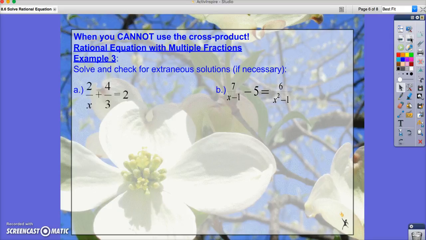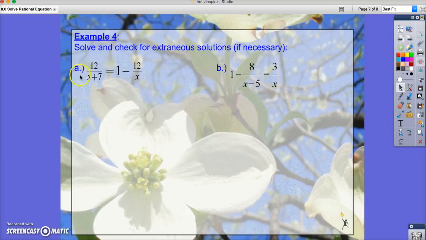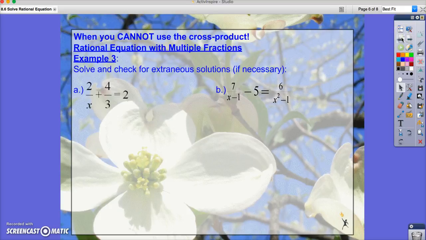Now, in part 2, we see what happens when we cannot use the cross product to solve. The reason we can't use the cross product is that there are two fractions in a number. It doesn't matter if it's a fraction number. There are two things on the left and one on the right, or one on the left and two on the right, and so on. So you actually have to solve them a different way, and check for extraneous solutions if necessary.